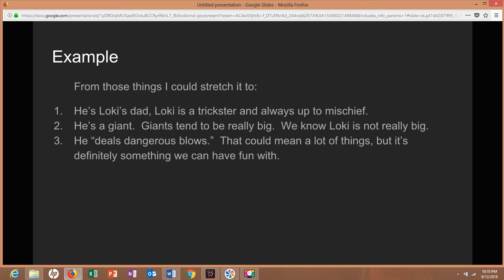I have no idea if that's the real Norse myth or not, but in my story, that's how it's going to play out. I also know Farbati's a giant. Giants tend to be really big. Loki's not really big. So what does that probably say about Loki's mom? We also know that Farbati deals dangerous blows. Now that can mean a lot of things, but someone who deals dangerous blows is probably pretty violent and likes to throw his weight around. So now I have a basis for a story, and again, it's only a 1-page story.